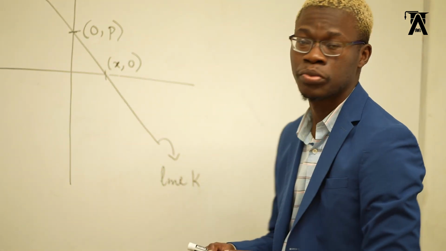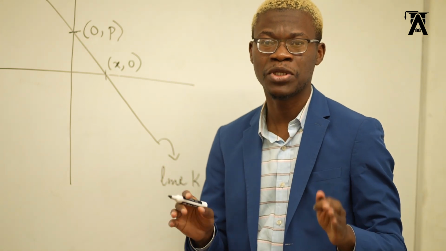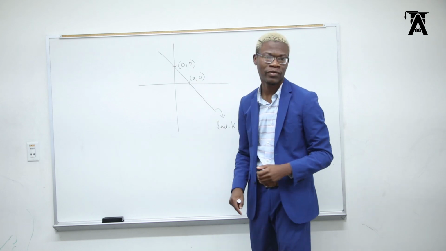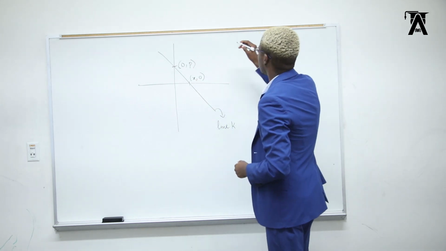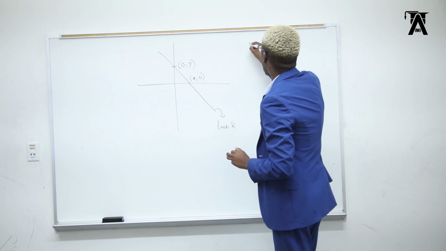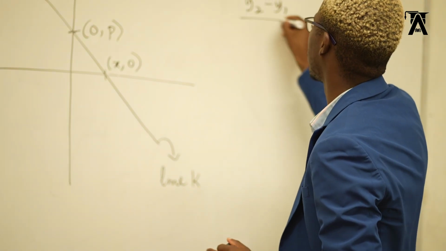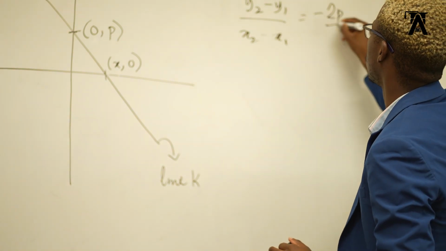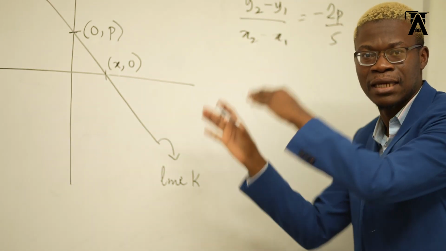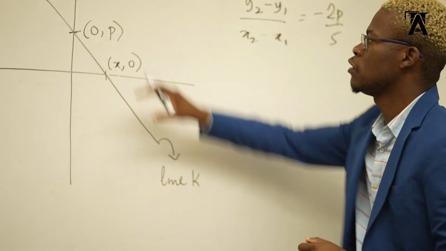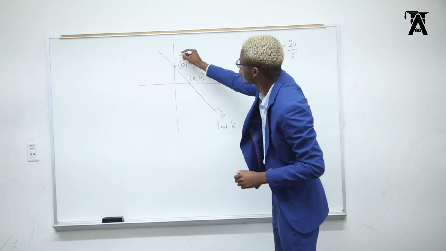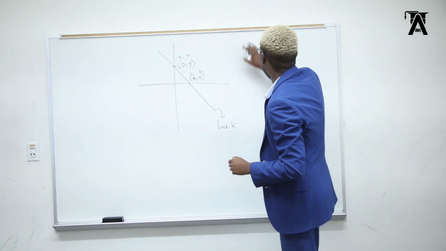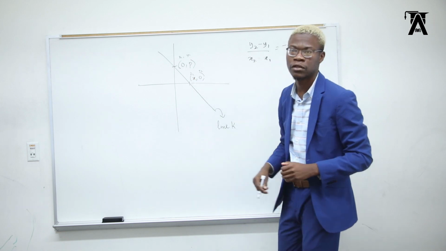Now we are given the slope as equal to minus 2p over 5. So let's go ahead and use the formula of a slope to find the value of x. All right, so the formula for slope is y2 minus y1 divided by x2 minus x1, and that is minus 2p over 5. The slope for line K is minus 2p over 5. So if we take these 2 points, I will call this x1, y1, x2, y2, we can plug this in and find the value of x.